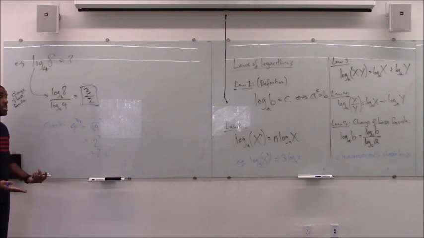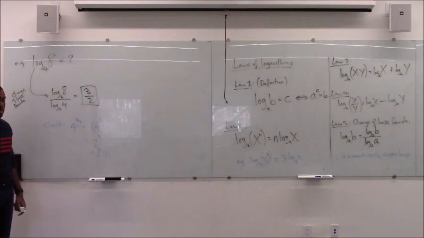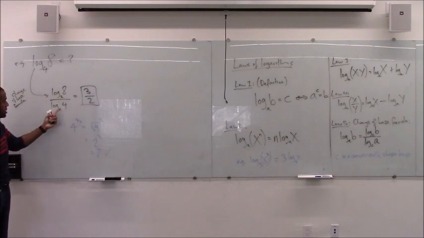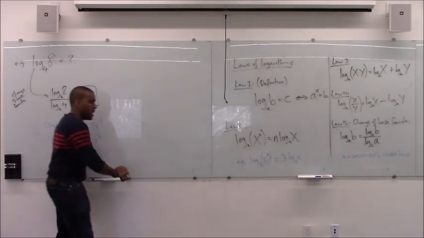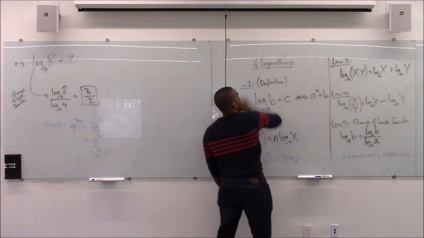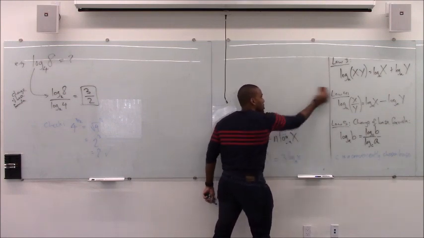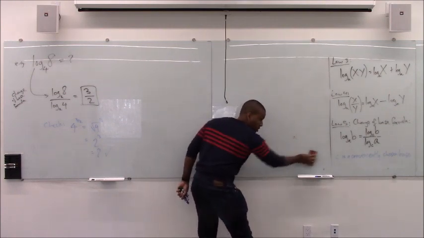Spoiler alert, e is going to be a convenient base for calculus. If I have a log in any other base, changing it to base e is going to be very useful. And I can use this formula and put a base e here instead. I can switch from any other base to Euler's number. And that's going to help us solve a lot of problems.